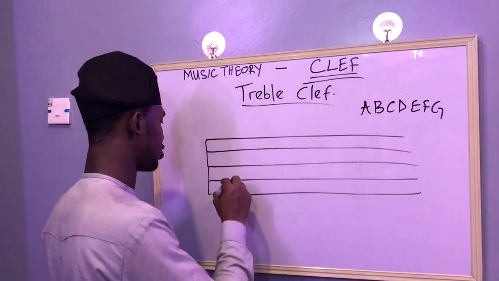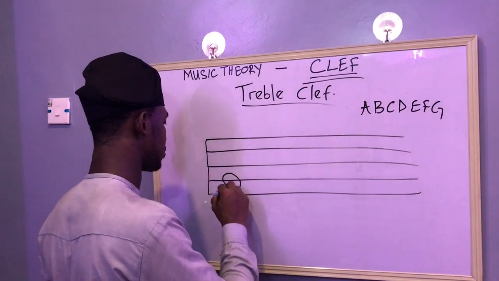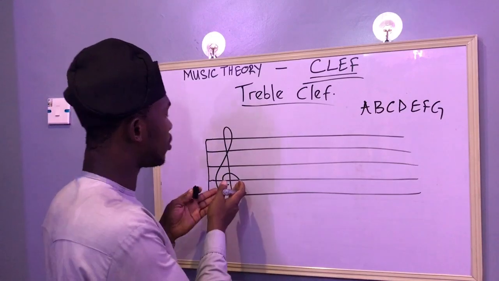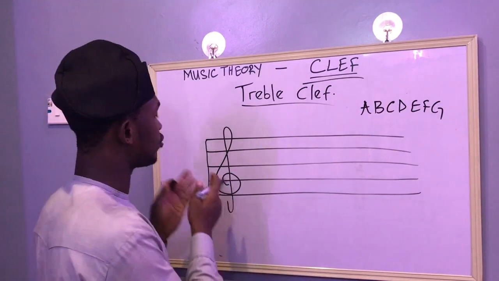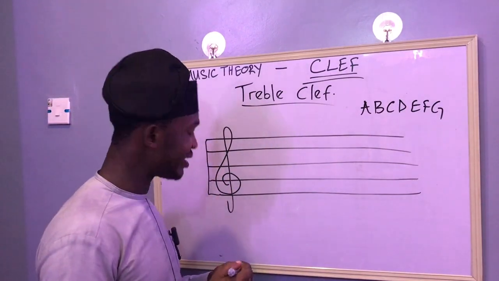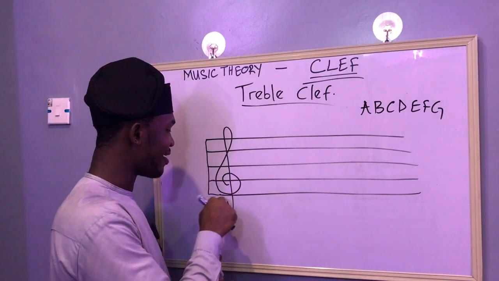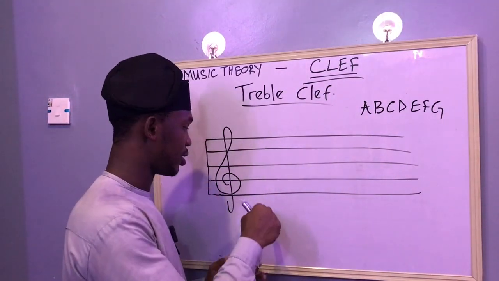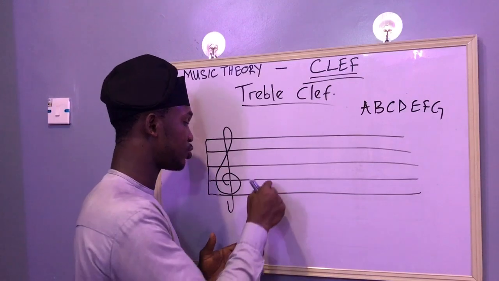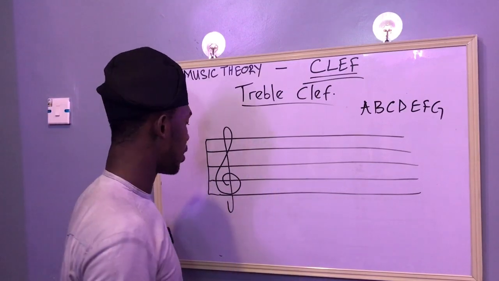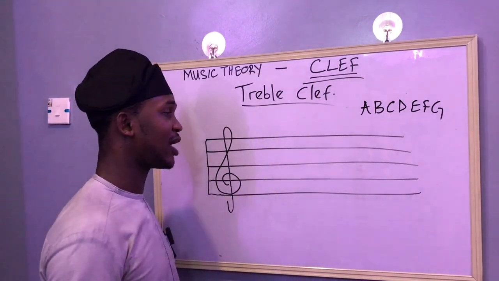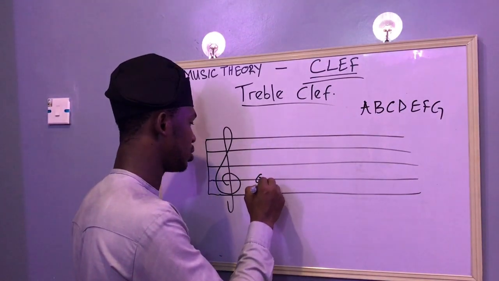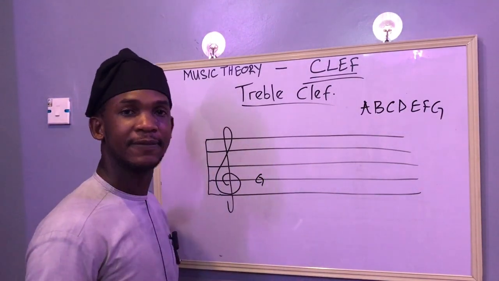Let me quickly draw the treble staff. This is the musical symbol called the treble clef. We discover that this loop is centered around the second line. Remember, I told you that in music, we count lines from the bottom up. This particular clef gives the letter name G to the second line.